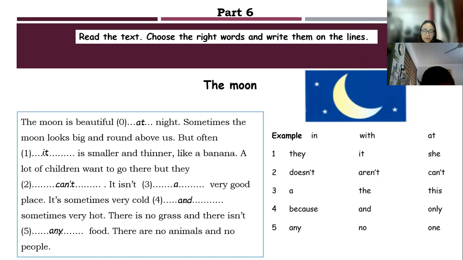It is sometimes very cold and sometimes very hot. There is no grass and there isn't any food. There are no people. The moon is beautiful at night. Sometimes the moon looks big and round above us, but often it is smaller and thinner, like a banana. A lot of children want to go there, but they can't. It isn't a very good place. It's sometimes very cold and sometimes very hot. There's no grass and there isn't any food. There are no animals and no people. Very good, baby. Oh, okay, then.